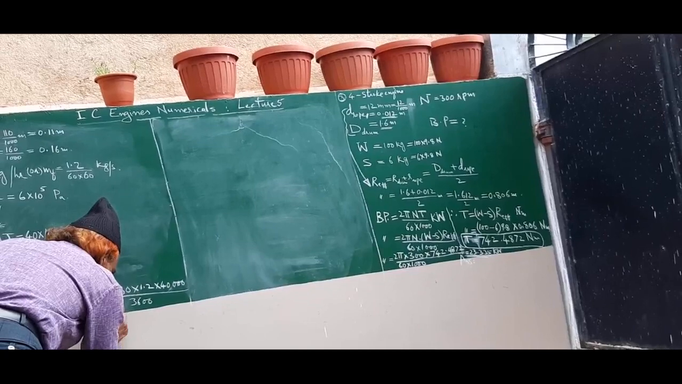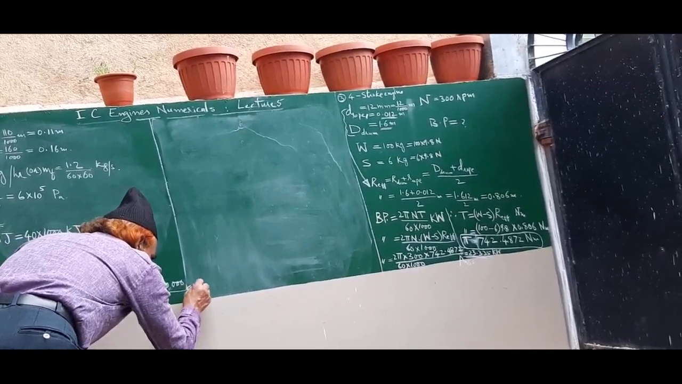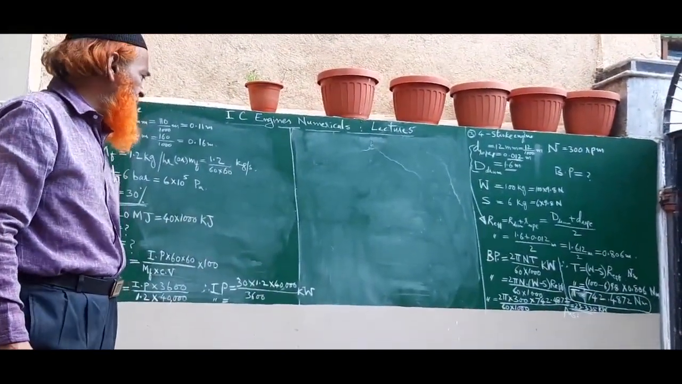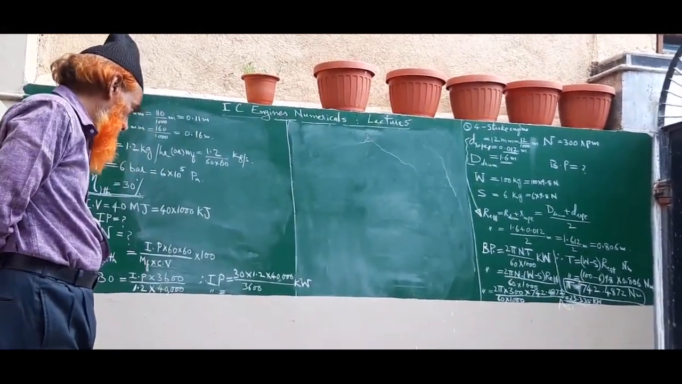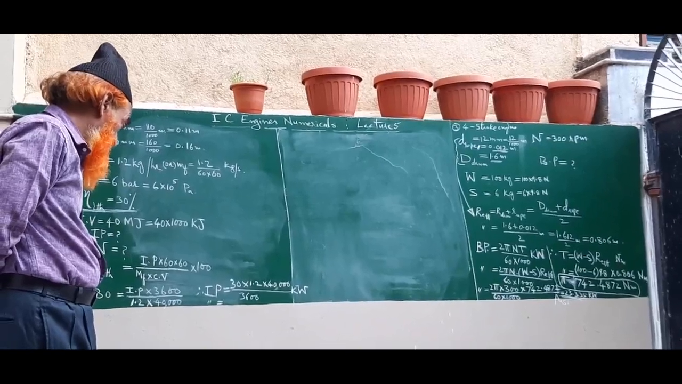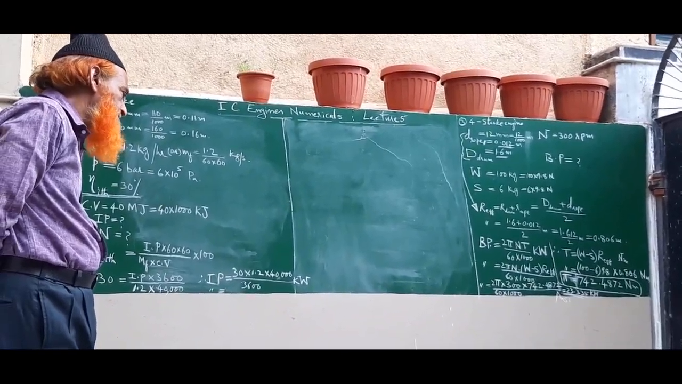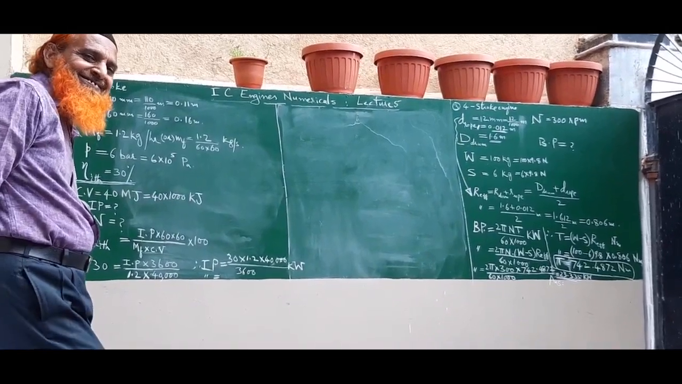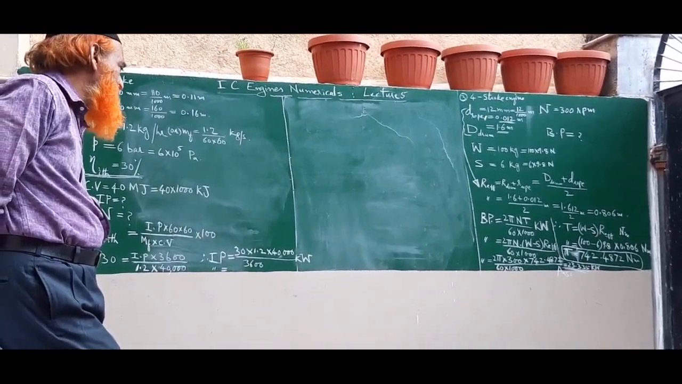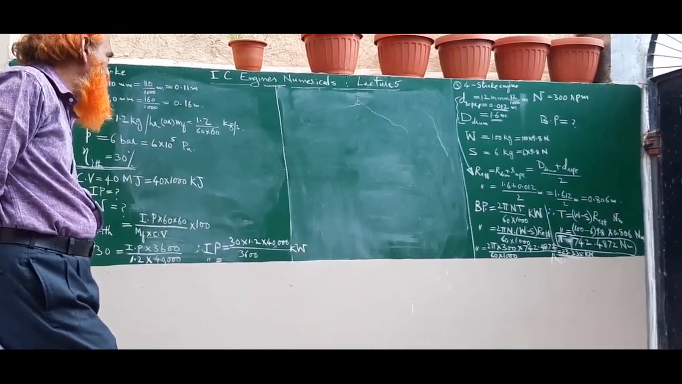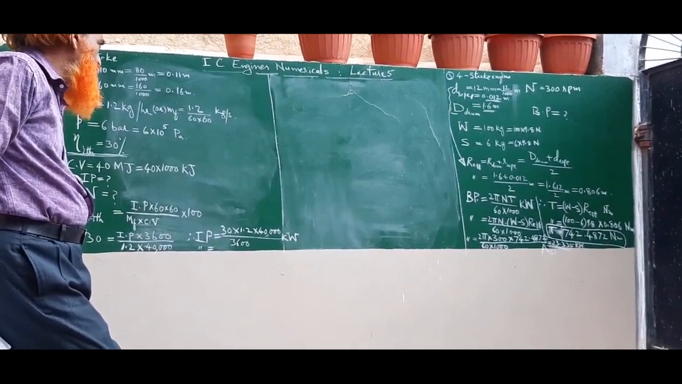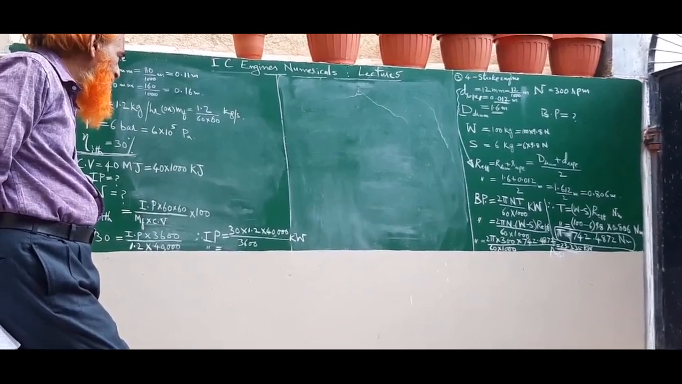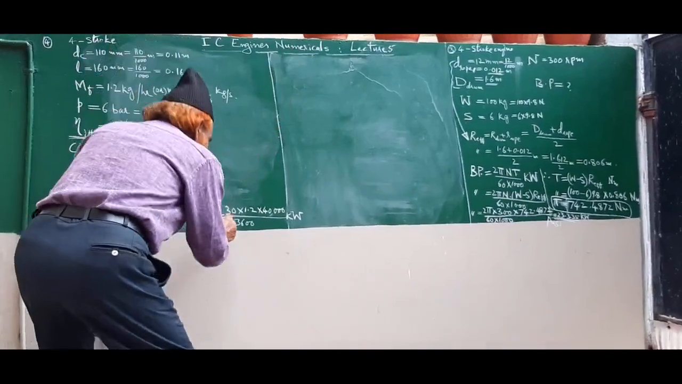How much are you getting? So many kilowatt. Take the calculator and tell me, fast. 30 into 1.2 into 40,000 divided by 3600. 400. Yes, 400. Correct. 400 kilowatt.